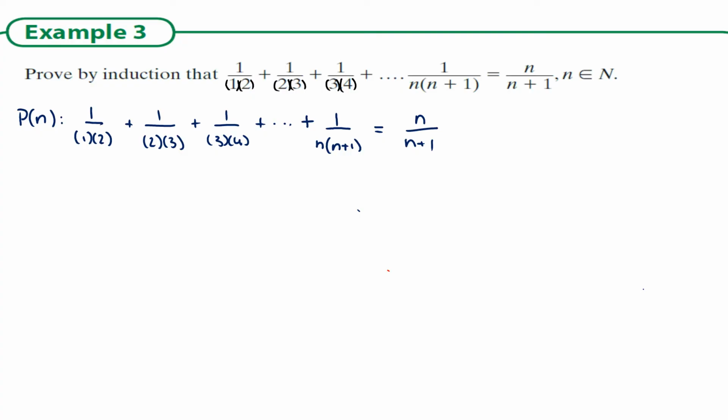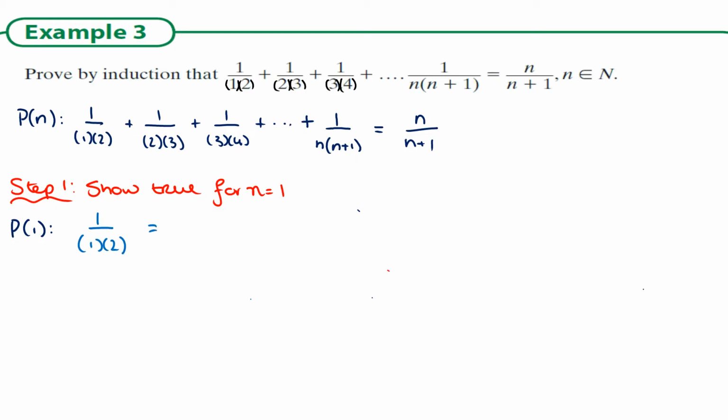So step 1, we're going to show it is true for n equals 1. So that's P(1), and that is 1 over 1 times 2. Is that the same as 1 over 2? And that is a half equals a half. True. Like I said, we could say P(1) is true. You can do something like that.